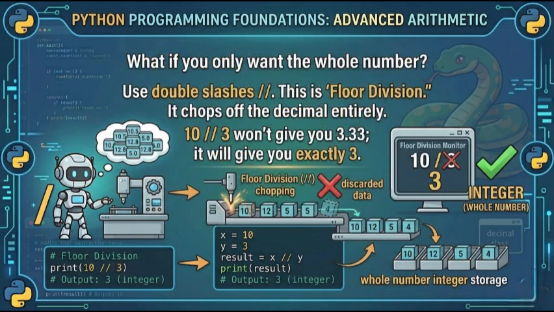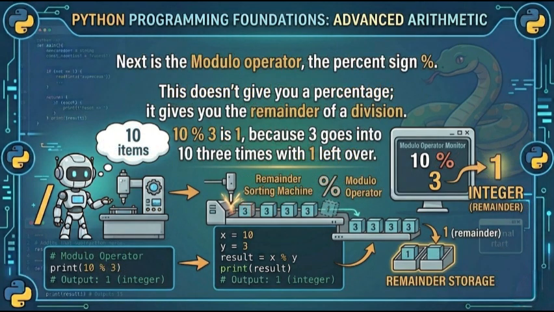What if you only want the whole number? Use double slashes. This is floor division. It chops off the decimal entirely. 10 // 3 won't give you 3.33, it will give you exactly 3. Next is the modulo operator, the percent sign. This doesn't give you a percentage, it gives you the remainder of a division. 10 % 3 is 1, because 3 goes into 10 3 times with 1 left over.